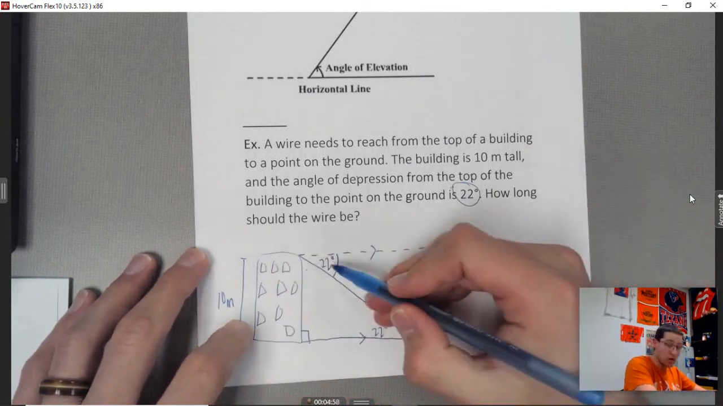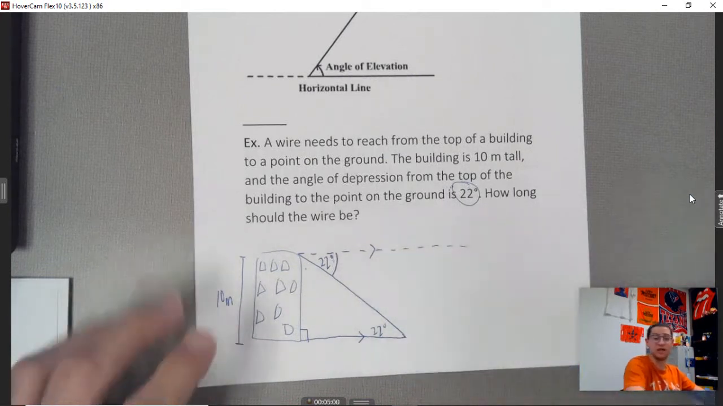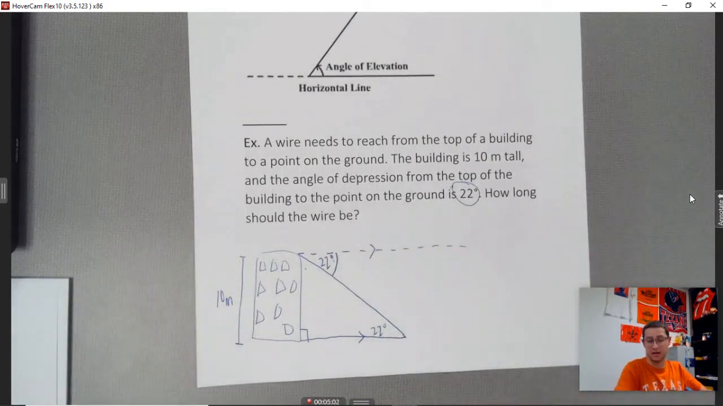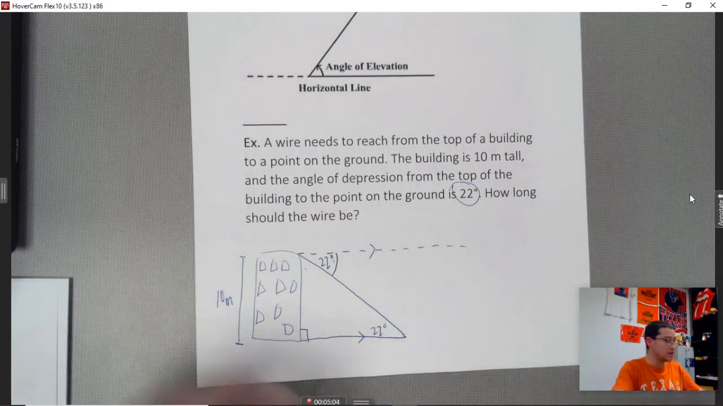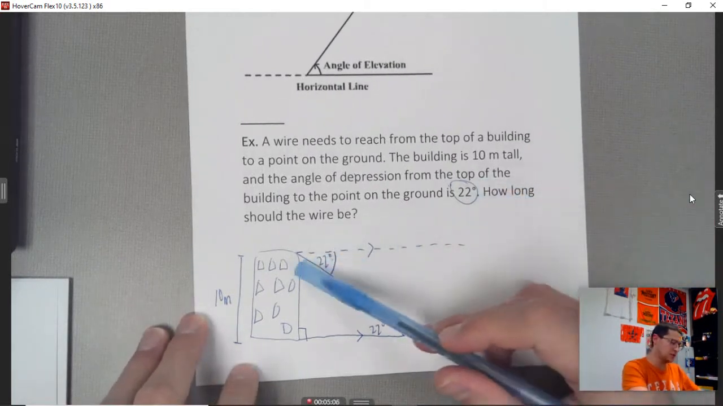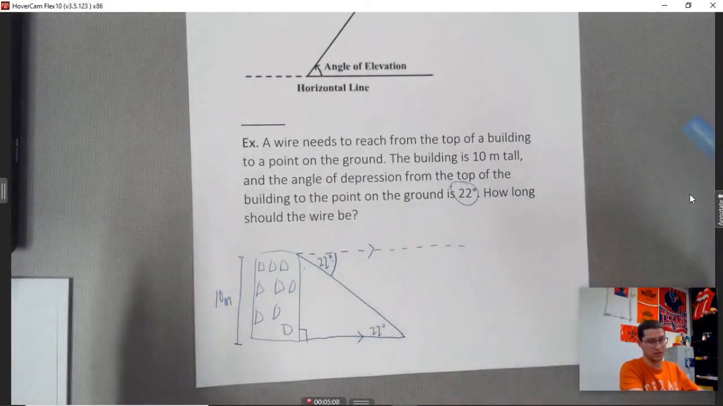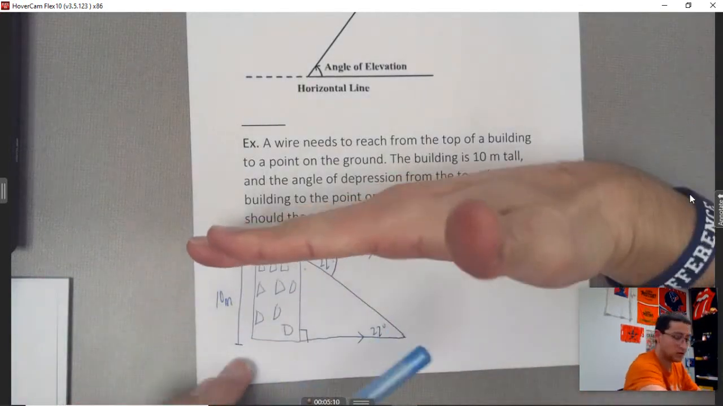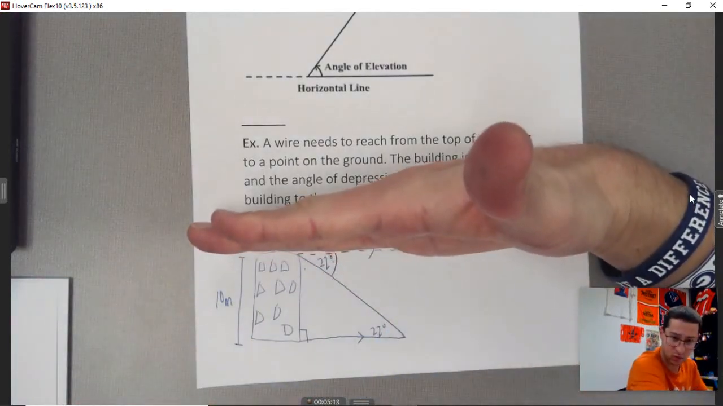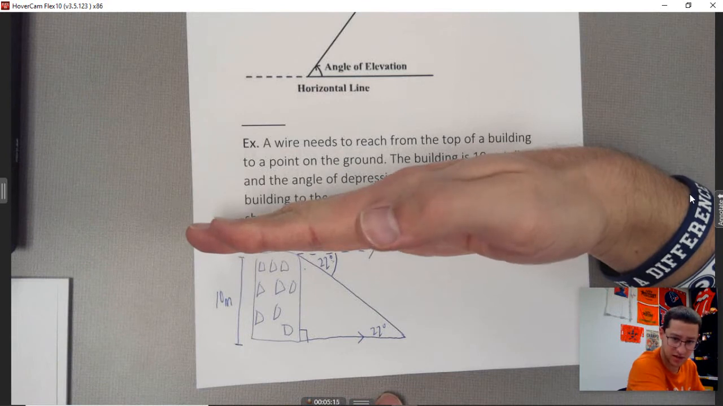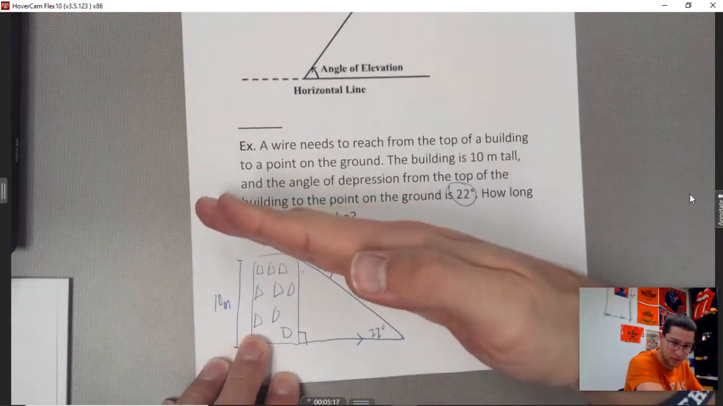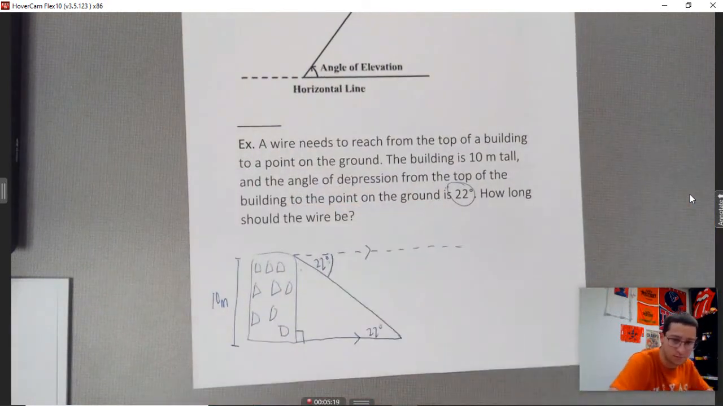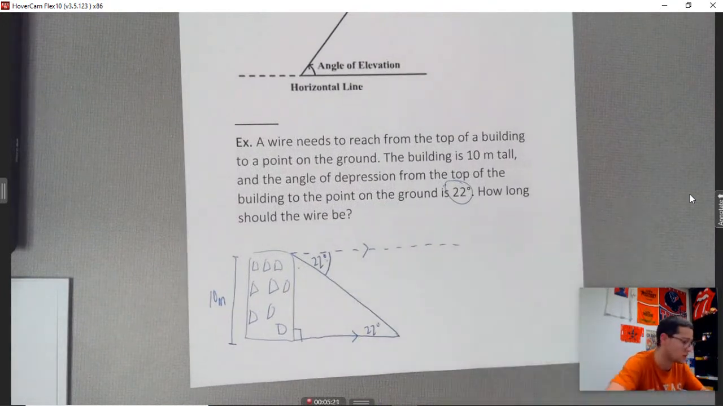So the angle of elevation and the corresponding angle of depression end up being the same. Okay, but again, got to be careful with that 22 degrees. It does not go inside the triangle on that particular one. So it's here. Again, the definition of angle of depression starts from the horizontal. You can see my hand, it's horizontal, and I'm opening down. All right, so anyways, that's the 22 degrees.